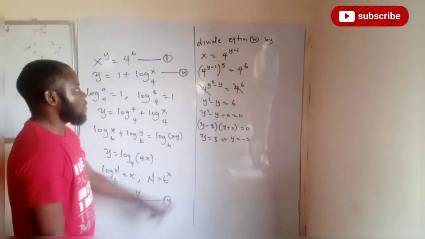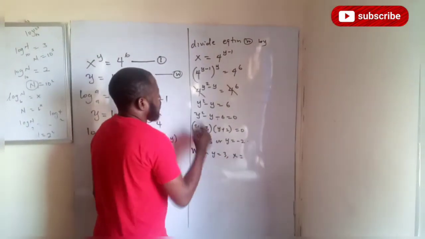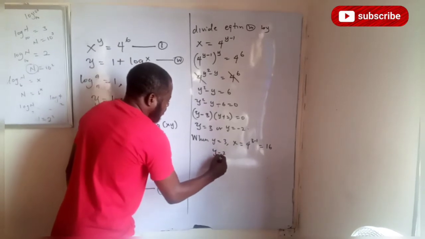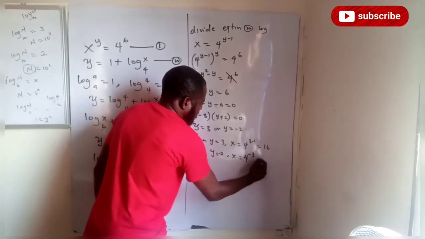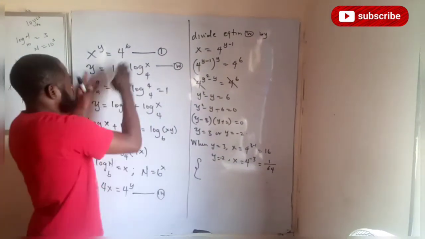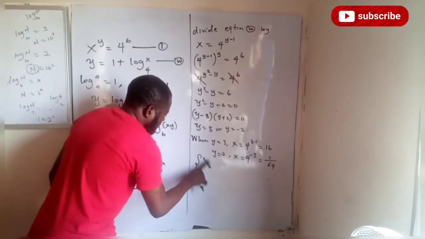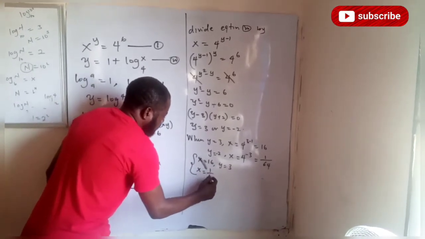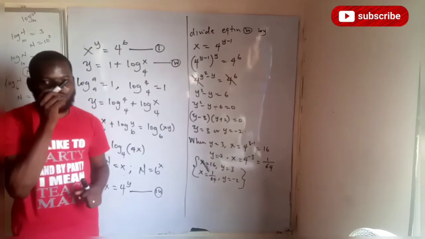So if this is the value for y, we can get the value for x now. So when y equal 3, x becomes what? 4 to the power of 3 minus 1, and that's 16. And when y equal negative 2, x becomes what? 4 to the power of negative 3. And that will give us 1 all over 64. Thus, the general solution for this question becomes x equals 16, y equal 3, and x equal 1 over 64 when y is negative 2. So that's question 1. Do you love it?